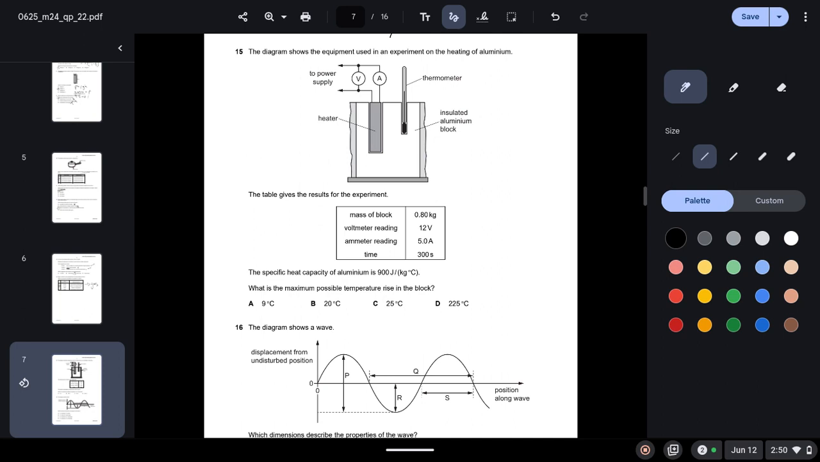So they have given us a lot of information. We know the formula is energy equals m c delta T. We have to find delta T. So first we'll have to find energy. Energy, you should be able to recall, is also power into time. So we can calculate the power using the volts and the current. So 12 into 5.